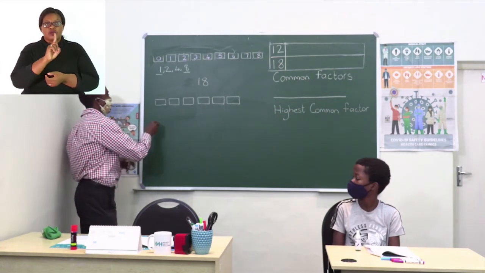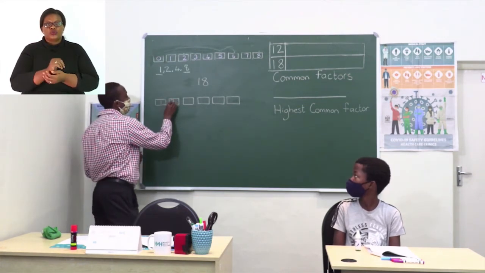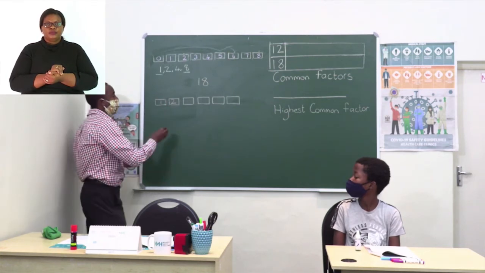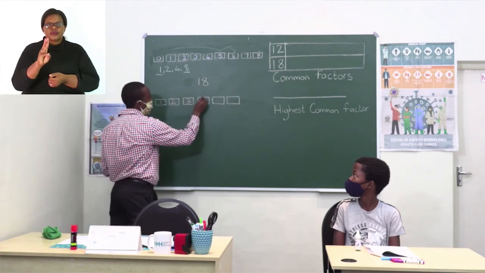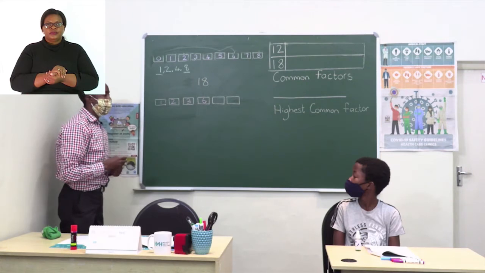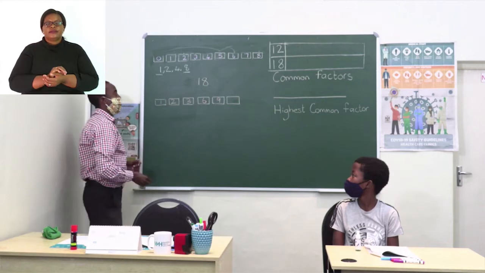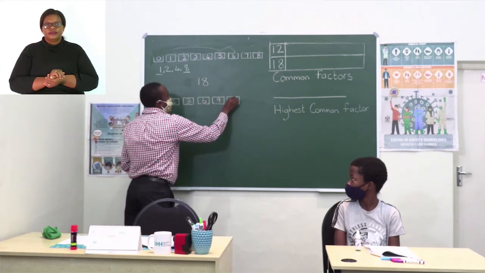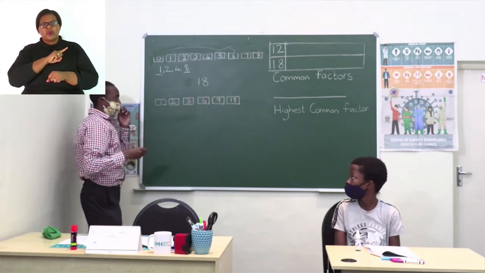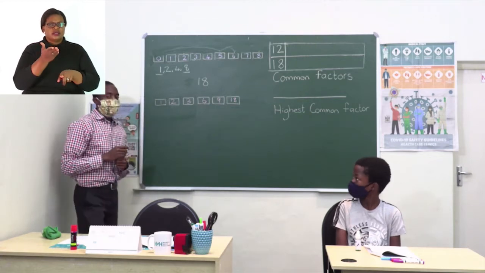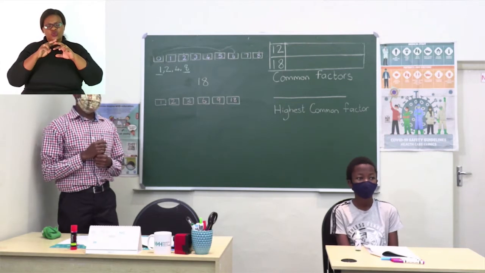1. Okay, 1. What else? 2. 2. 3. 6. 9. 18. And 18. Now, there's a reason why I want it written out like this. As I said, what we want to do is factor pairs. Now, I want you to look at this.